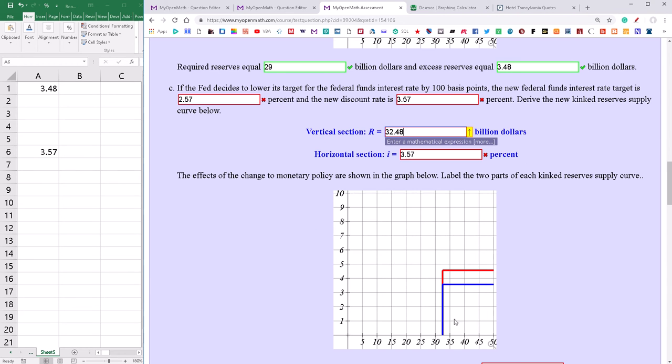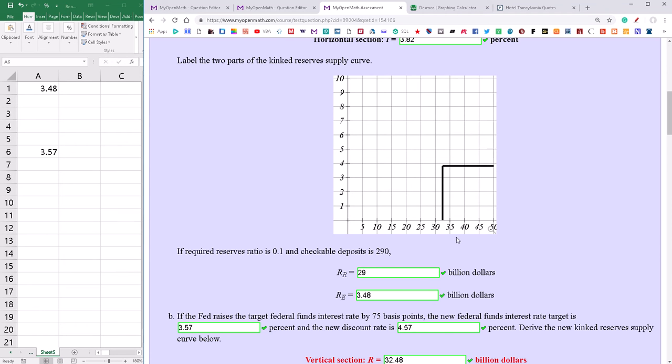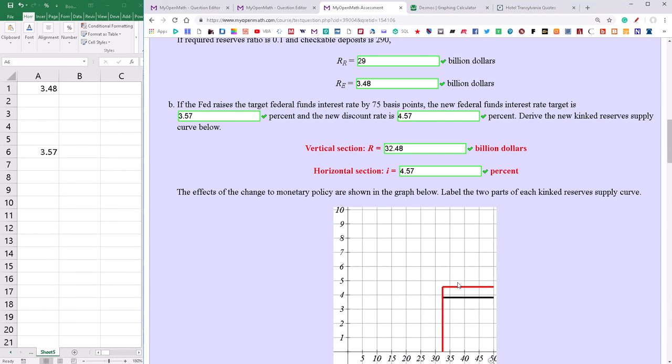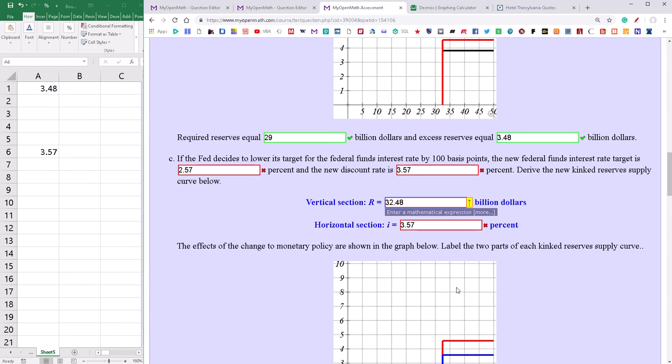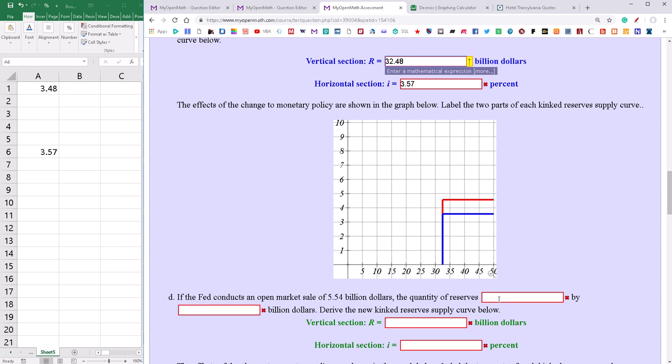So the Fed just raised the federal funds rate target and its discount rate, and then it lowered both of them together. It had it set here, then it shifted the supply curve up by increasing the target and the discount rate. Here it lowers the discount rate and the target. So the quantity of reserves is still 32.48, that value right there.